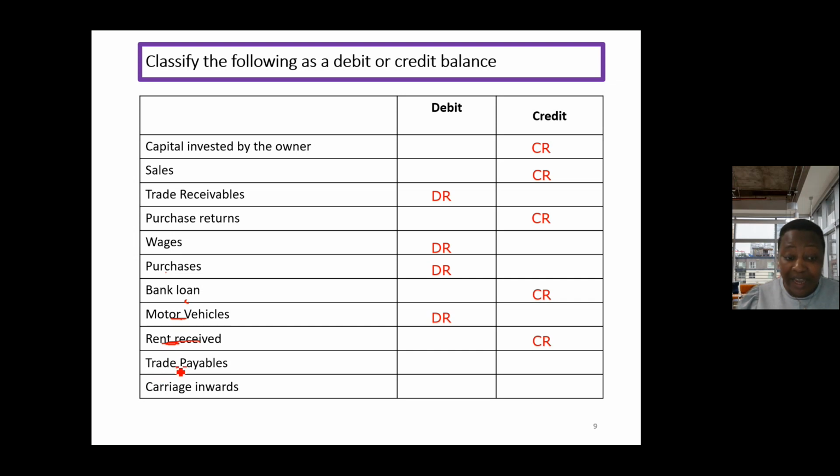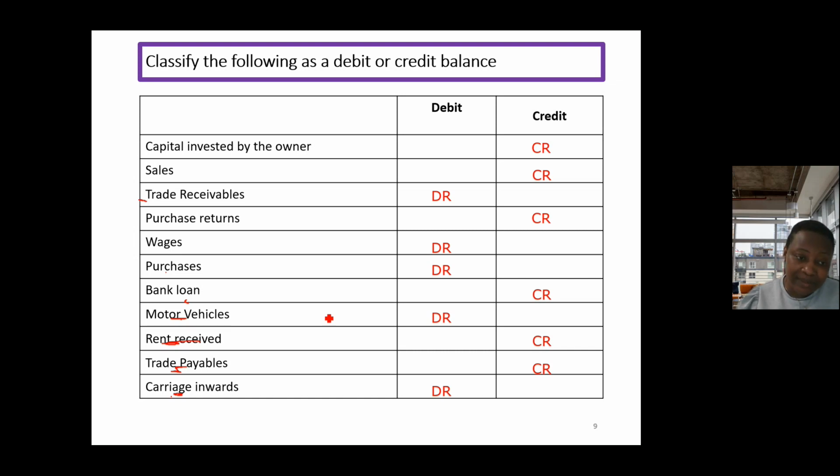Trade payables is a liability. Don't forget here we said trade receivables is an asset and it was debited. Trade payables is a liability and liability should be credited. Carriage inwards is an expense. Please, if you haven't watched the double entry videos, I would refer you to that where we're explaining return inwards, return outwards, carriage inwards, carriage outwards. Carriage inwards is an expense to your purchases. So you add that expense to your purchases expense, and that is to be debited.